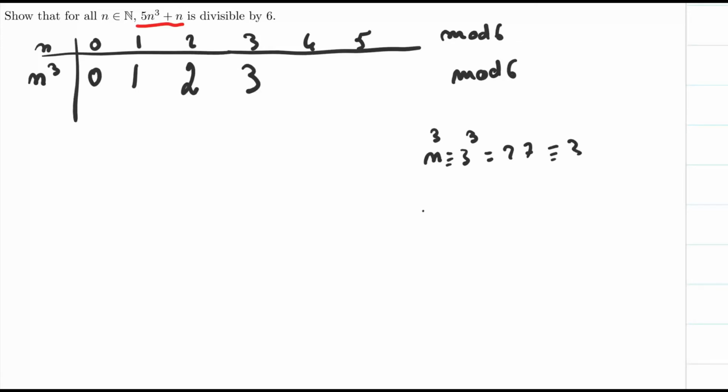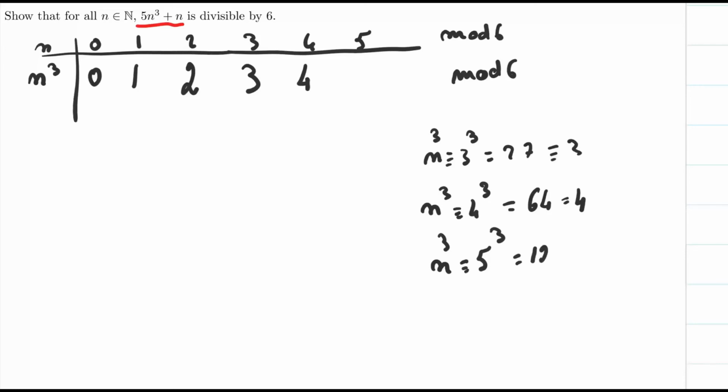If n is congruent to 4, n to the 3 is congruent to 4 to the 3, but 4 to the 3 is 64, and modulo 6, it's 4. Last case, if n is congruent to 5 modulo 6, n to the 3 is 5 to the 3. Now I can calculate 5 to the 3 is 125, which is 120 plus 5, and this is 5 modulo 6.